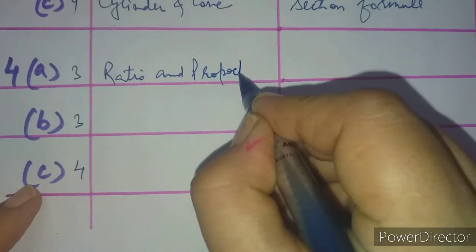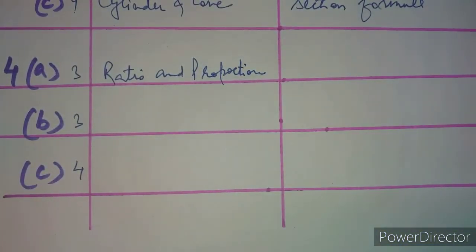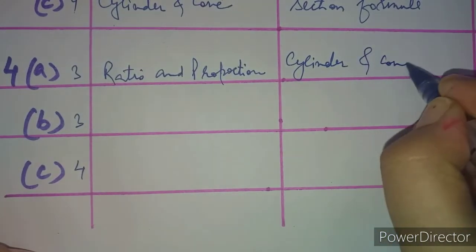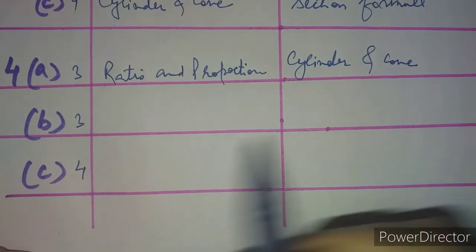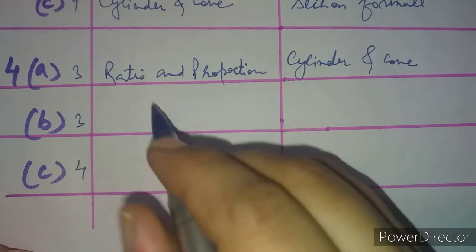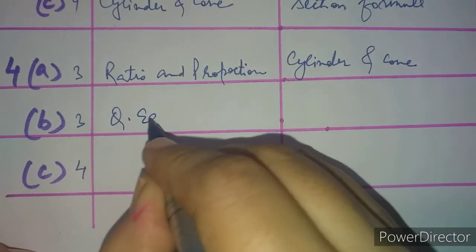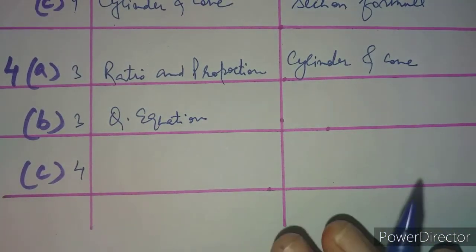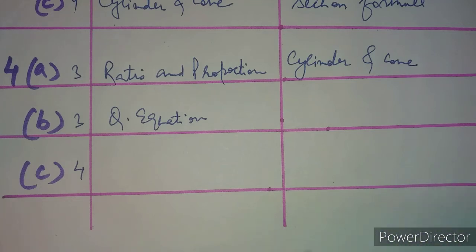Ratio and proportion. In 2020, question number 4 part A was from the chapter of cylinder and cone. Then 4 part B in 2019 was again a simple question from quadratic equation, where the question would say simplify the quadratic equation and find the answer up to 3 or 2 decimal places or 3 significant figures. Such questions are most likely to be asked from the chapter of quadratic equation.